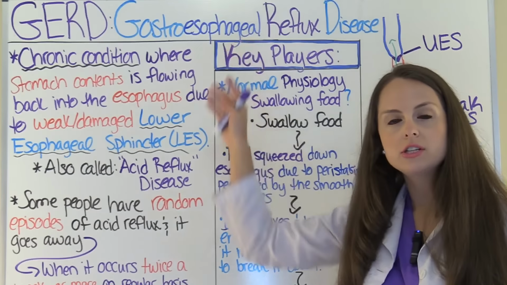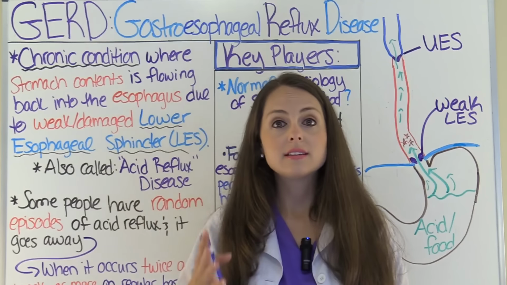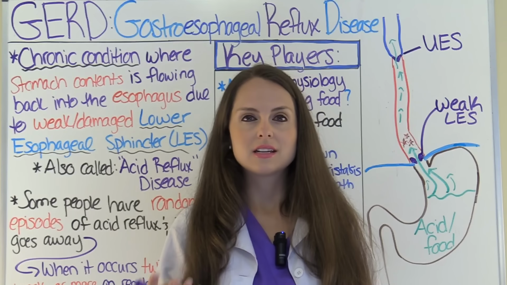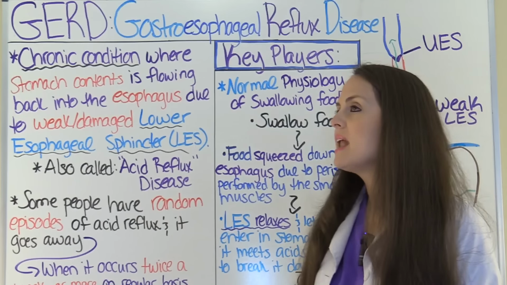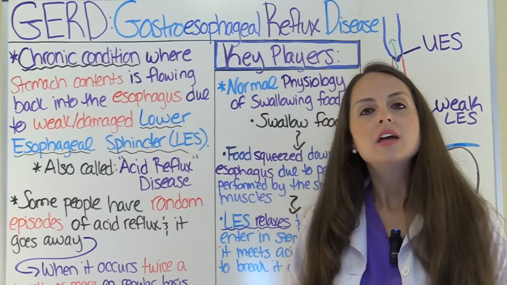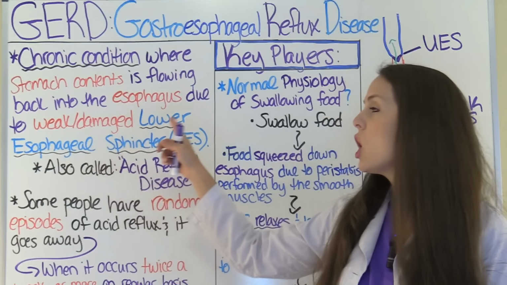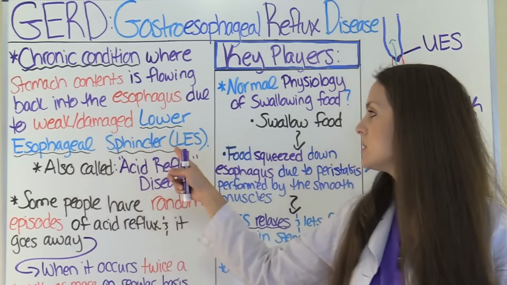So in your stomach, you eat food, you have acid and enzymes, and it's just going back up through the esophagus. And the cells that line the esophagus are not made to withstand acidic conditions, so they start to become really irritated. Now, why does this happen? This usually happens due to a weak or damaged lower esophageal sphincter, which we'll refer to as LES.